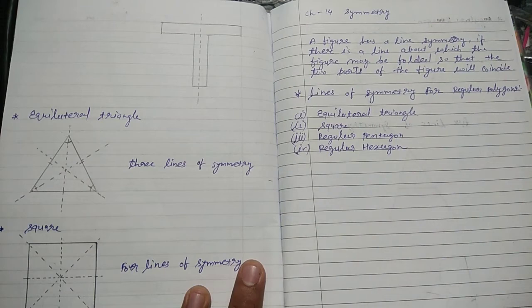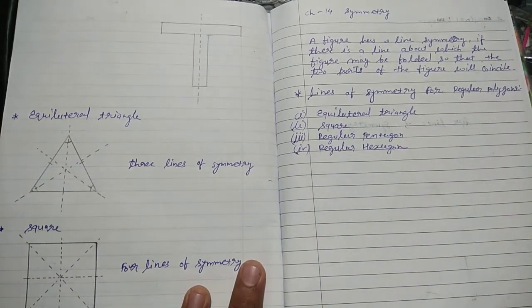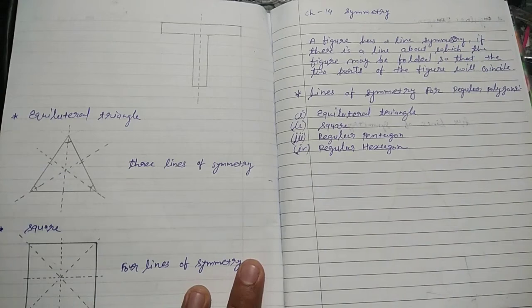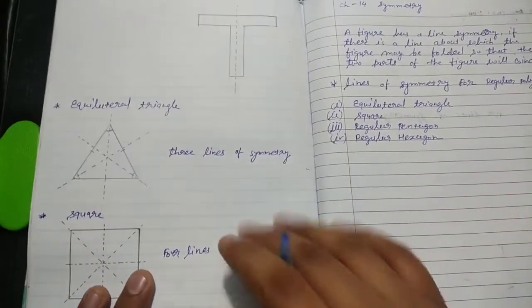The first regular polygon, which has the least line segments, is the equilateral triangle. Three sides of equal length, and its angles are also equal. Number two, the square, which has four equal sides and four equal angles. Then the regular pentagon, five equal sides, five equal angles, and the regular hexagon, six equal sides, six equal angles. So first of all, we will see the equilateral triangle.